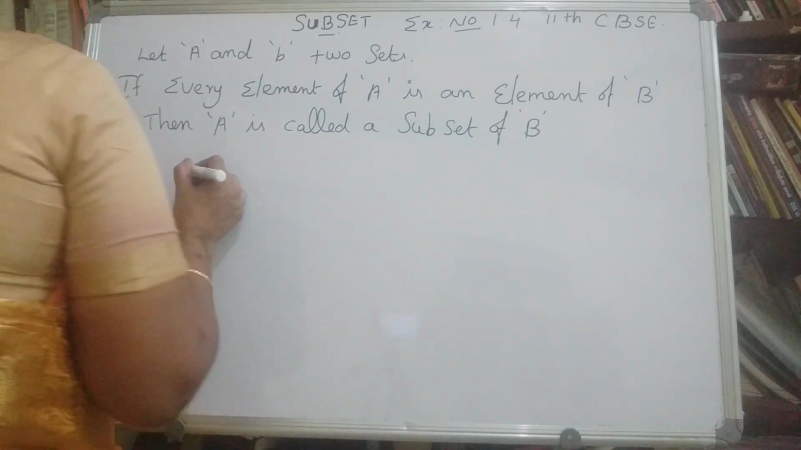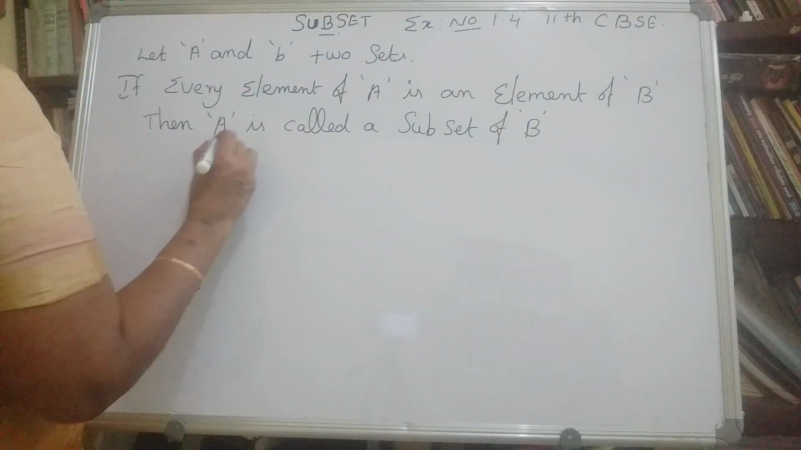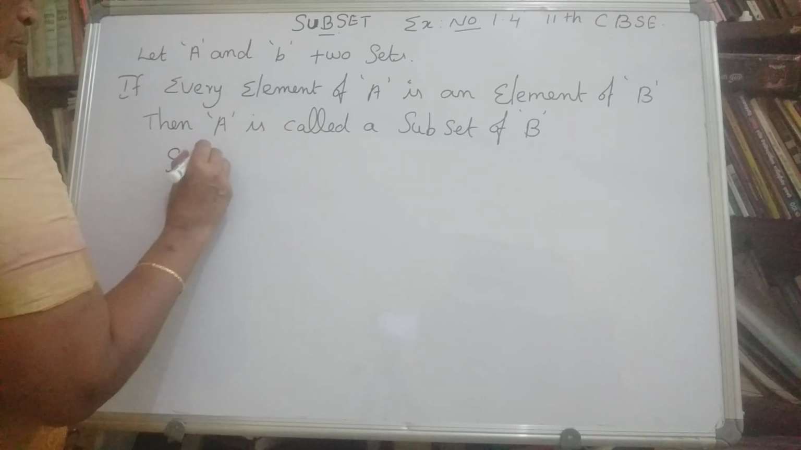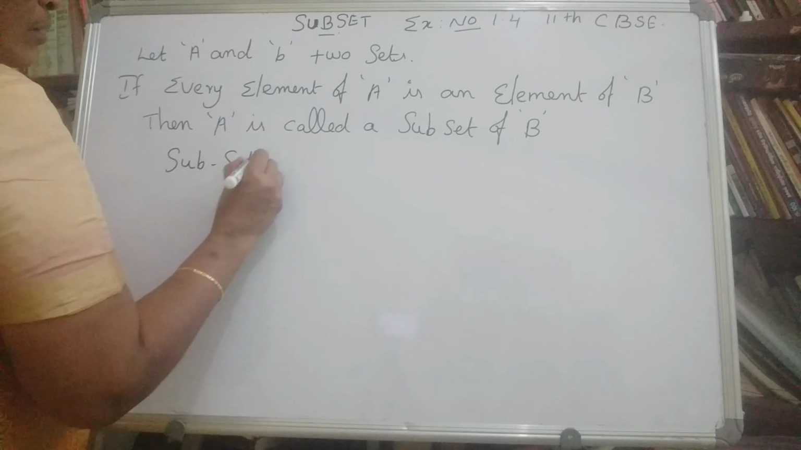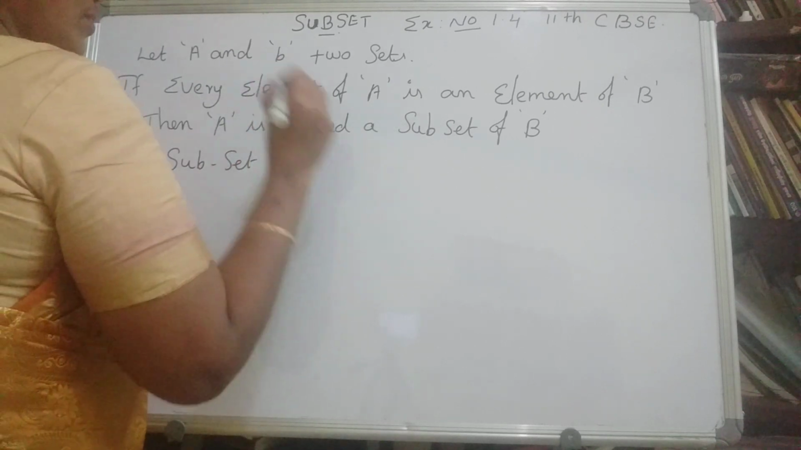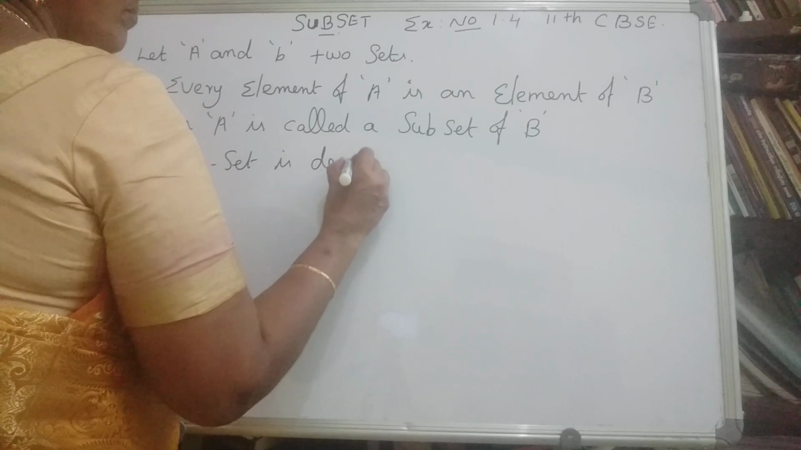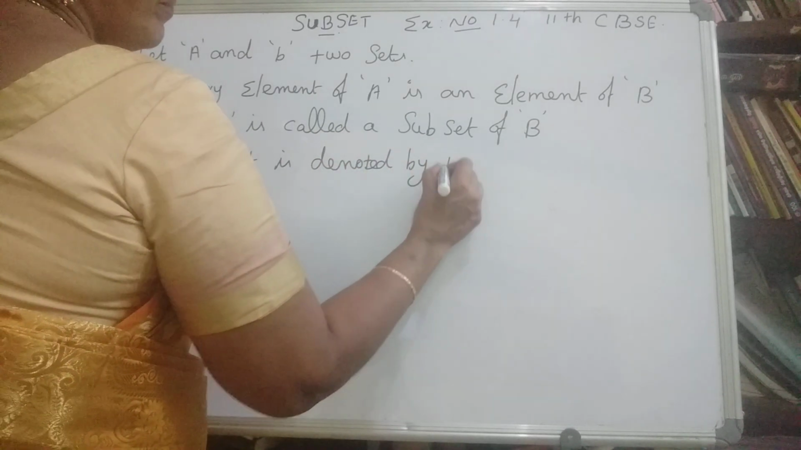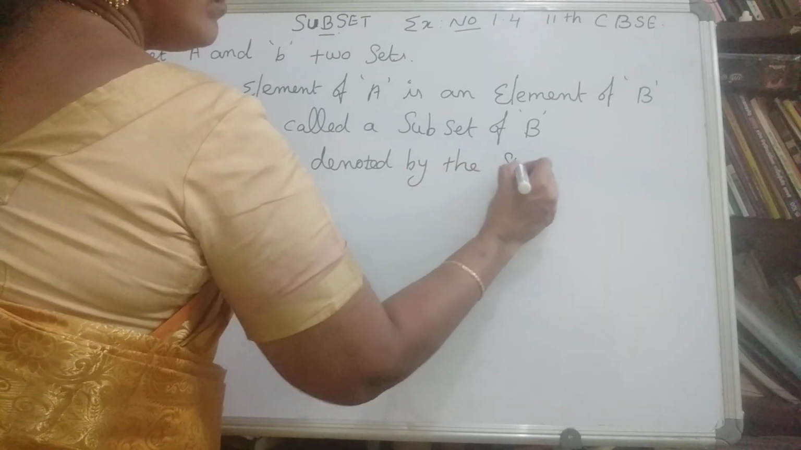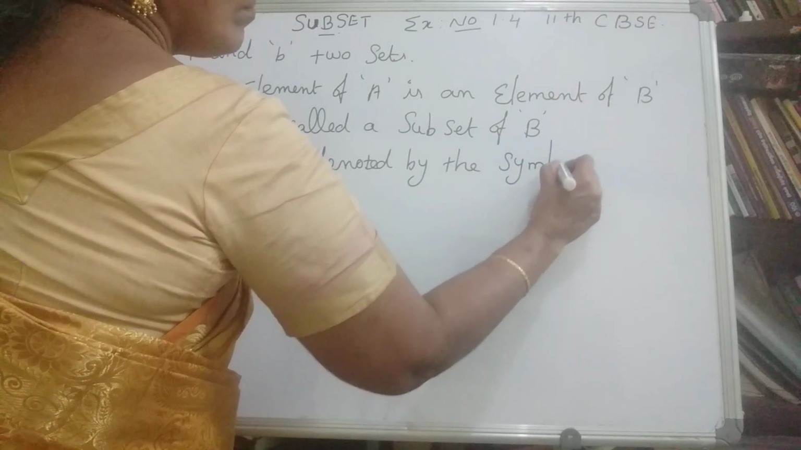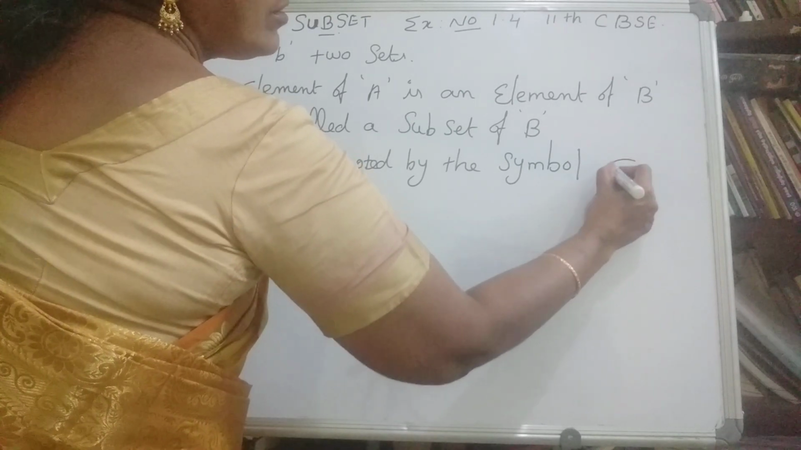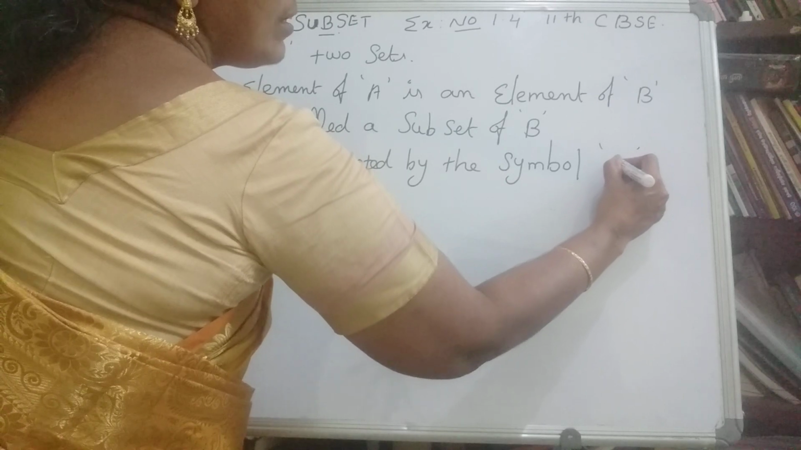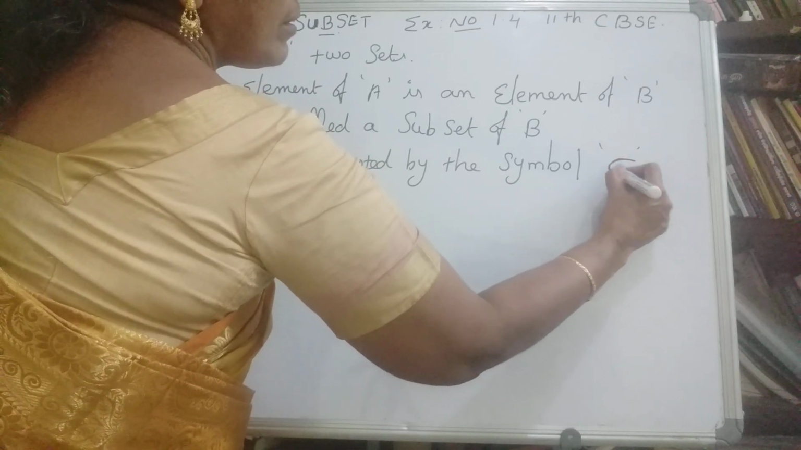If A is a subset of B, we write it using the symbol for subset. This is the subset symbol.